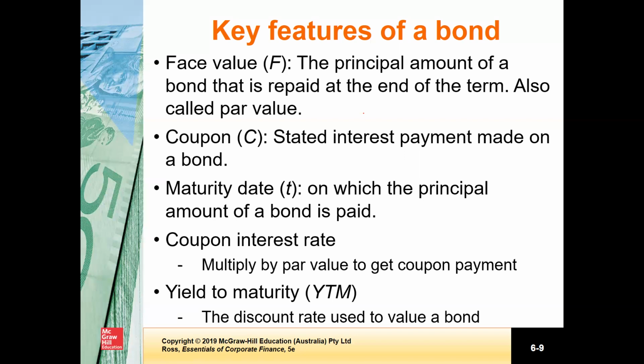Yield to maturity, this is also an interest rate, but this is not the stated rate that is paid on the bond. Rather, this is a discount rate. This is the required rate of return of an investor on the bond. That means the rate of return that an investor will want to earn from the similar risk class bond. So this discount rate will be used to find out the intrinsic value of a bond or the present value of the cash flows associated with a bond.